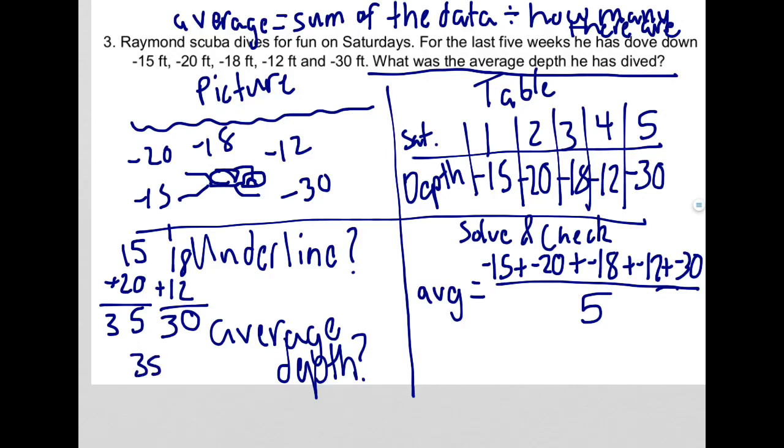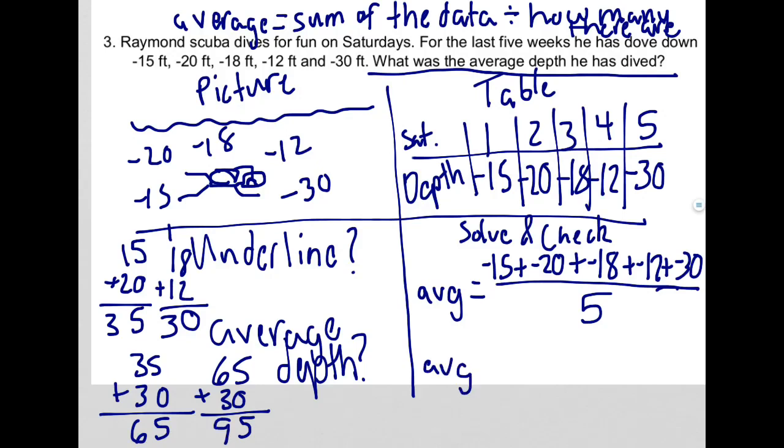I'll add 35 plus 30, 0 plus 5 is 5, 3 plus 3 is 6, and that's 65. Plus 30, 5 plus 0 is 5, 6 plus 3 is 9, I got 95. So the average is equal to not positive 95, but -95 divided by 5. So I can divide 95 by 5.